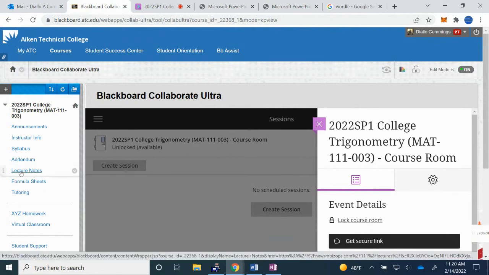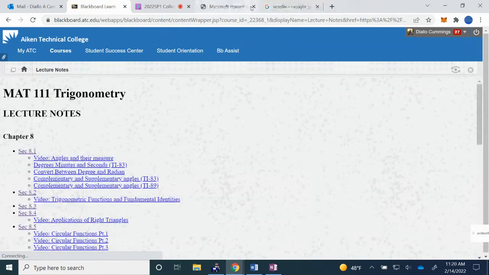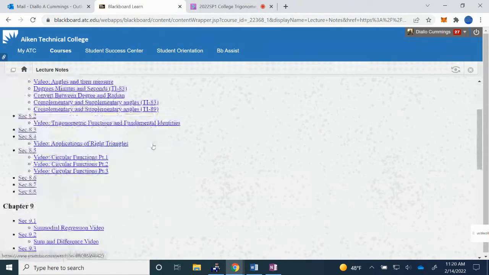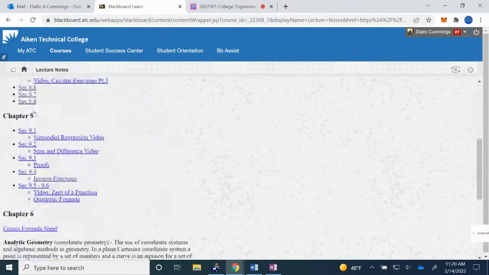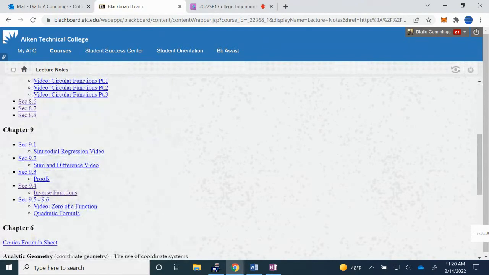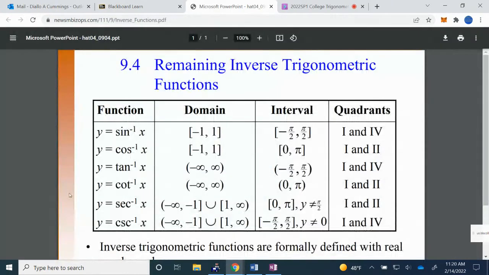In the lecture notes section, in chapter 9, in this 9.4 document, there is a PowerPoint called inverse functions, and I'm going to bring this up. Okay, and we're going to use this a little bit later in the course, but I wanted you to know where this document is located.